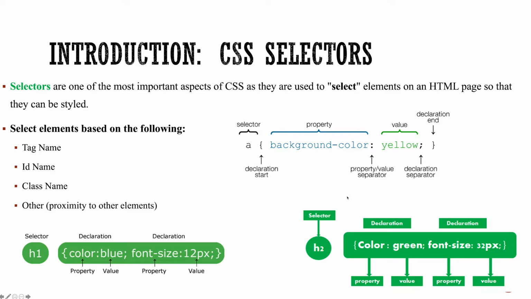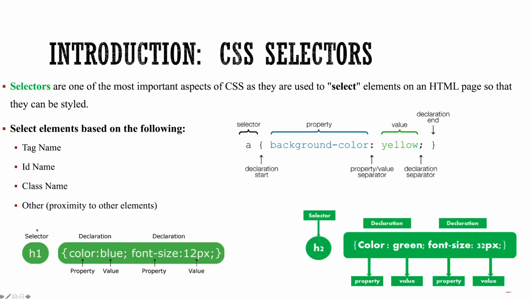So how to write CSS code? CSS code works on selectors. Selectors are how we select an element on the HTML page so that it can be styled. The first thing you need to do is select the element. You can select a lot of things in CSS. For example, you can select a tag, an ID, or a class. We will practice in this video tutorial.